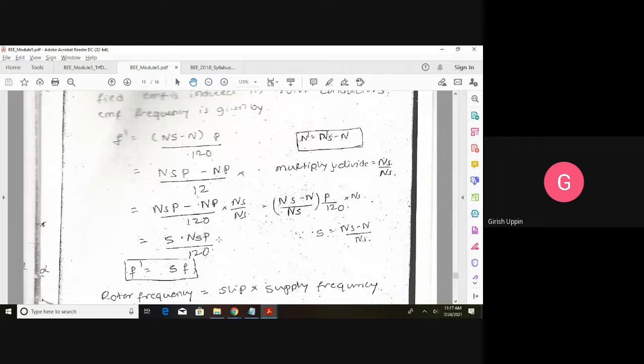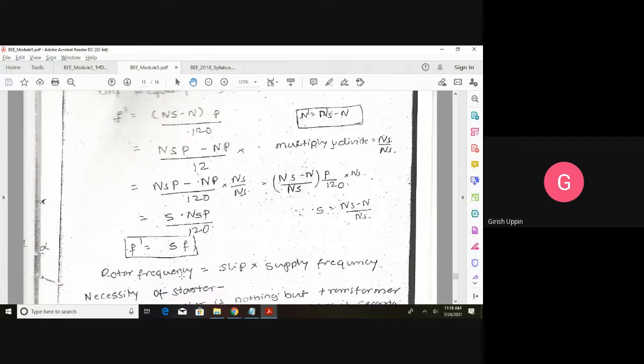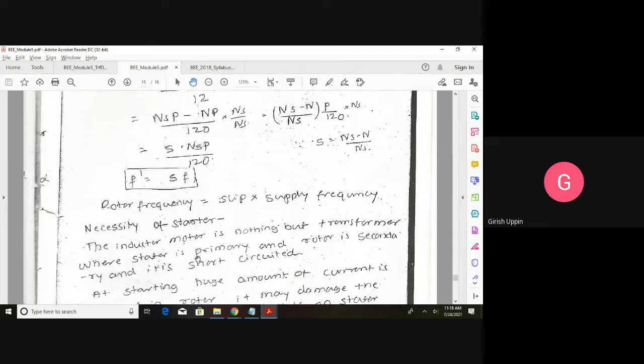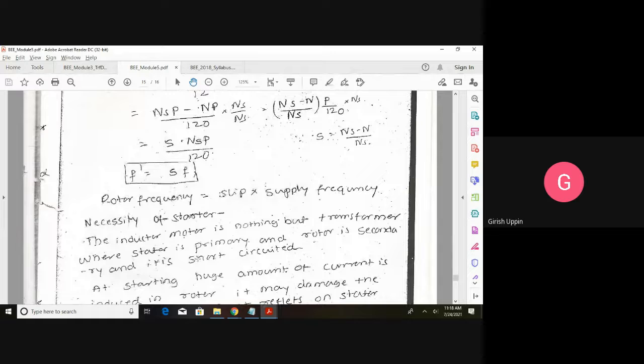But we also know what this Ns into P divided by 120 is. This is nothing but the frequency f, right? So we can write f' is equal to sf. What is the meaning of this? The rotor current frequency is equal to slip into the supply frequency. So now we can understand what the initial speed of the rotor would be when you give the supply. The rotor is at standstill. So what would be the slip? (Ns minus N) divided by Ns.